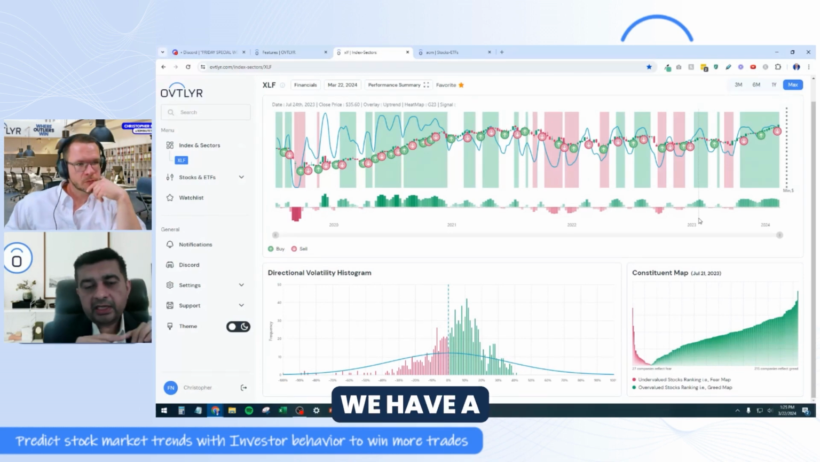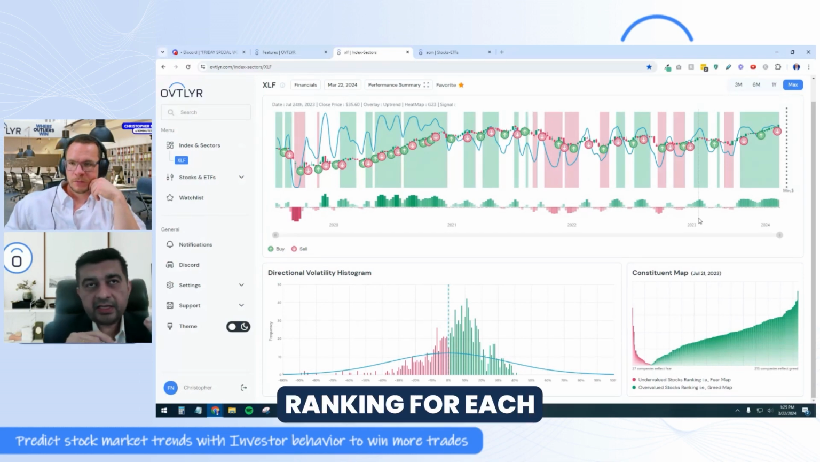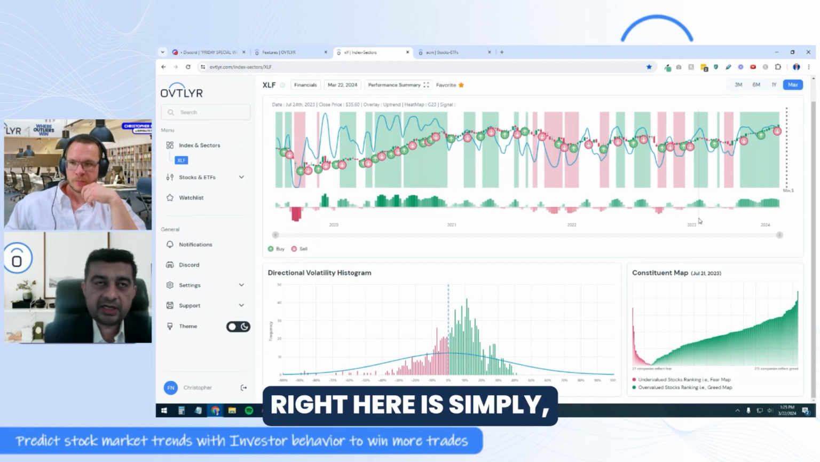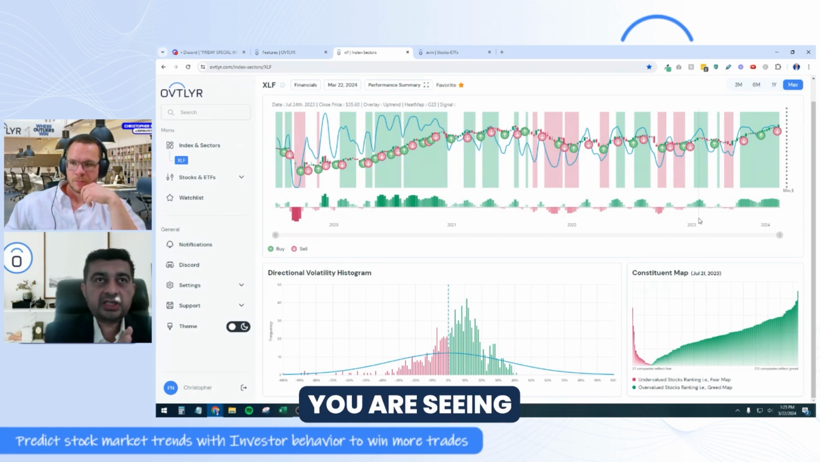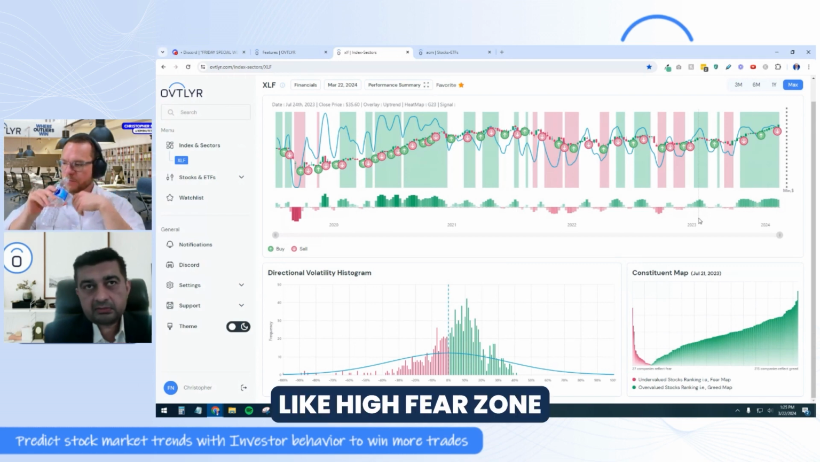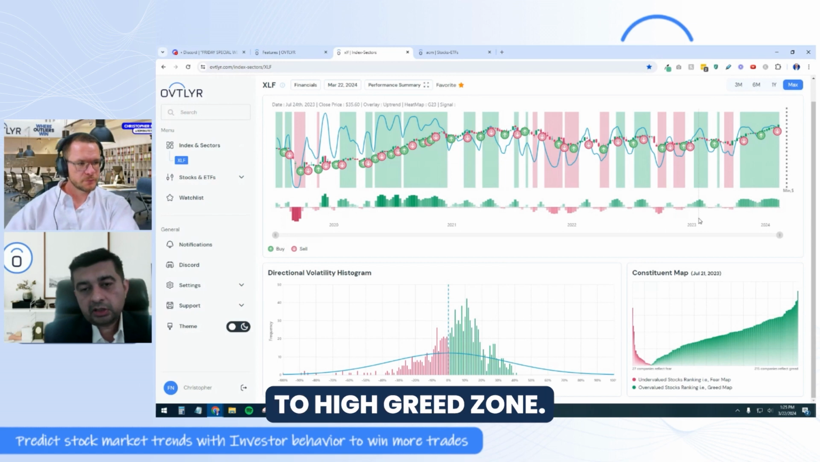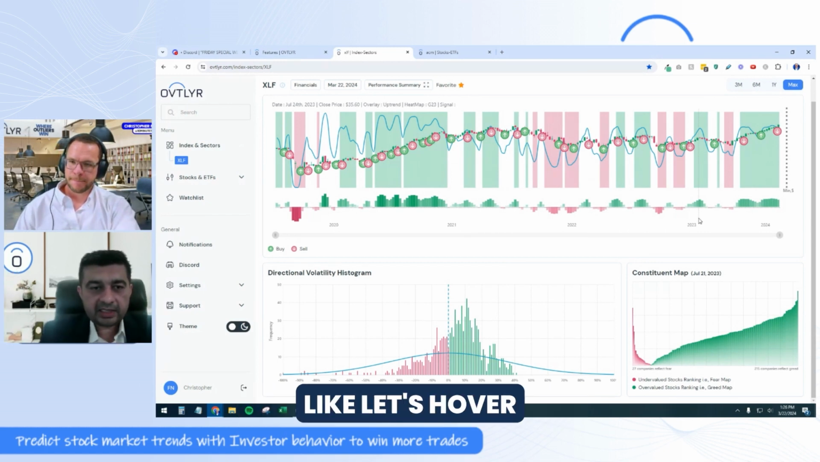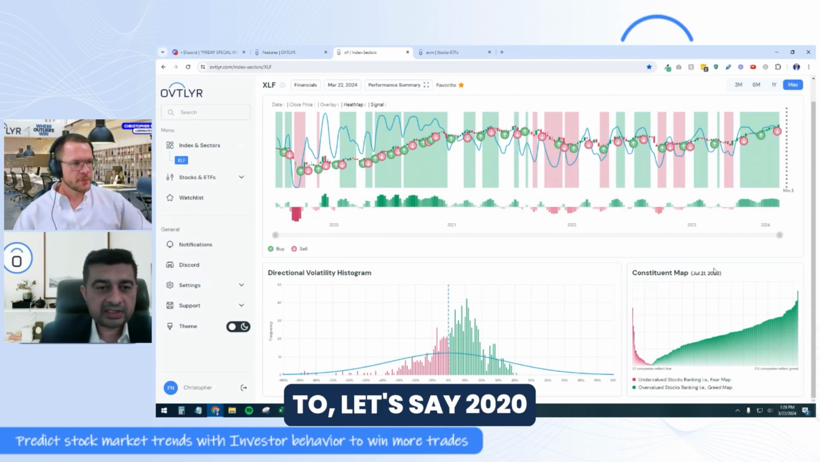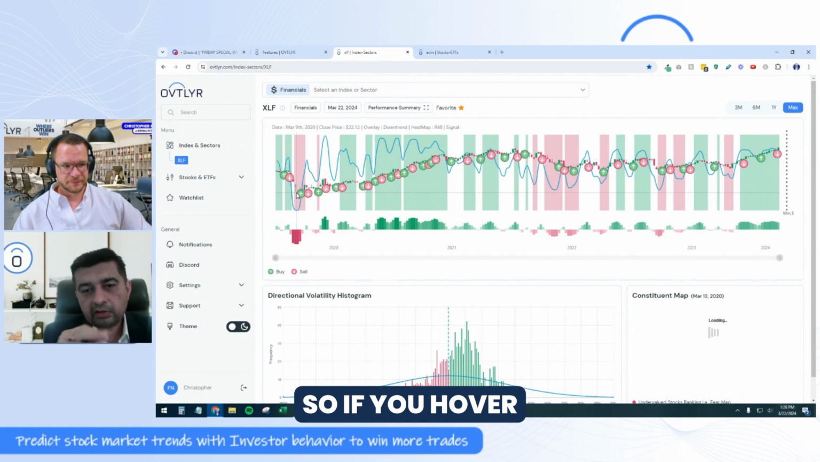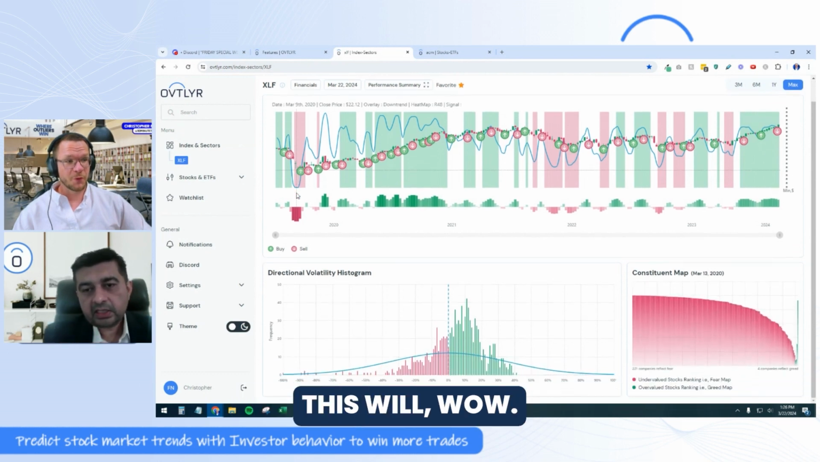What we do, we have a fear and greed ranking for each stock internally. And this chart right here, you're seeing these are ranked from high red, meaning high fear zone, to high greed zone. So at any point of time, let's hover your mouse over to, let's say, the 2020 drawdown. If you may, if you hover your mouse over there, this will show.